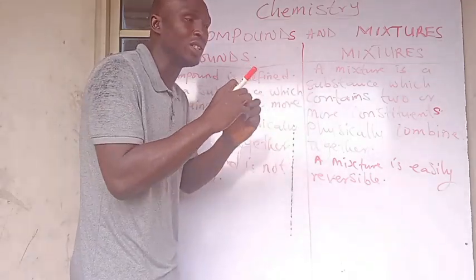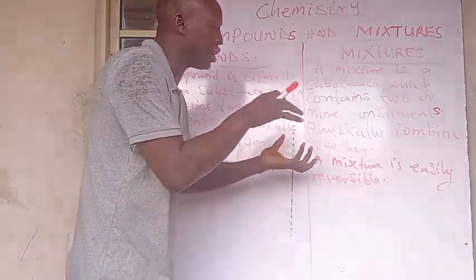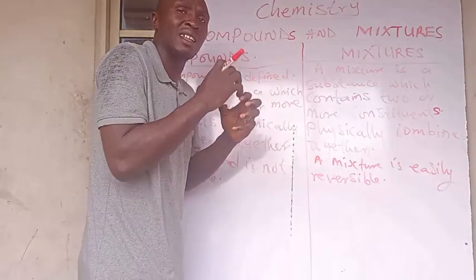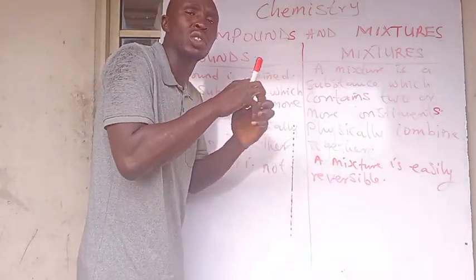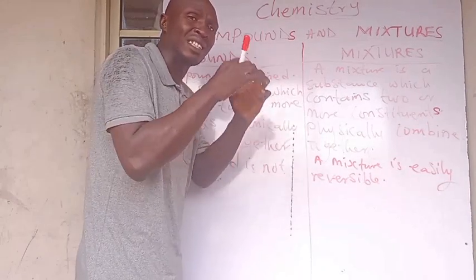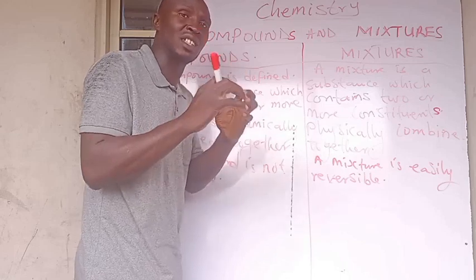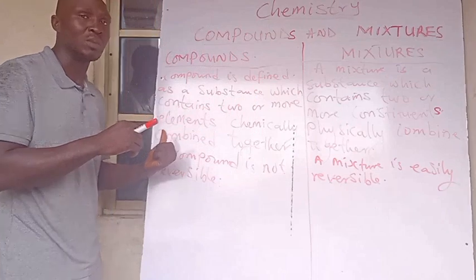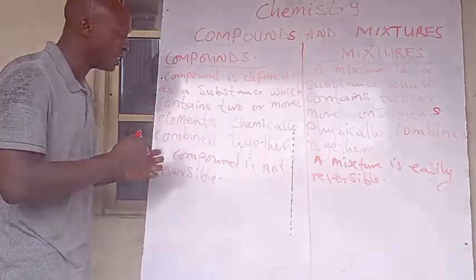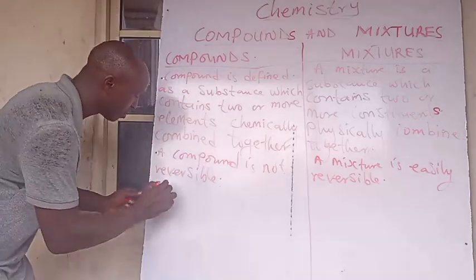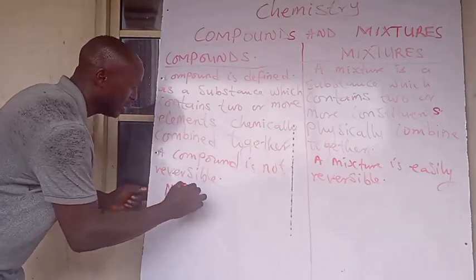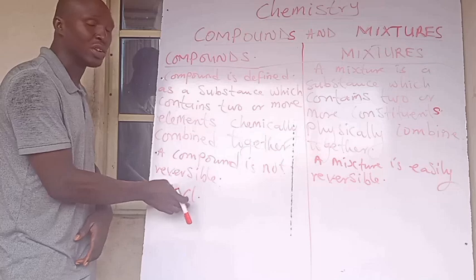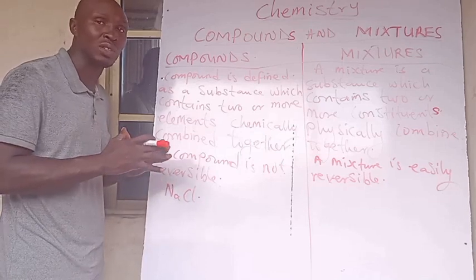And also we must understand that in a mixture, the mixture itself still retains the characteristics of each of the constituents. The characteristics of the rice is still there. The characteristics of the beans is still there, but not in a compound. In a compound, the characteristics of the sodium is no longer there. Neither are the characteristics of the chlorine.